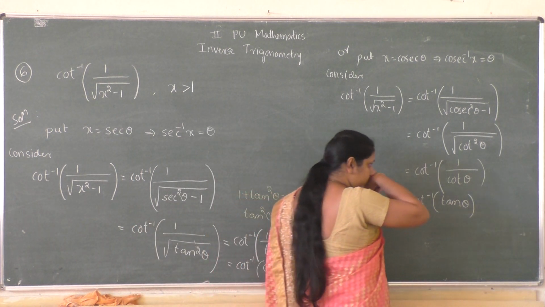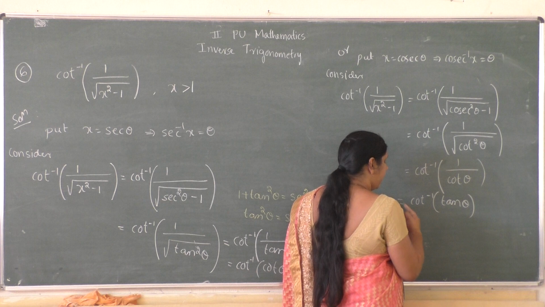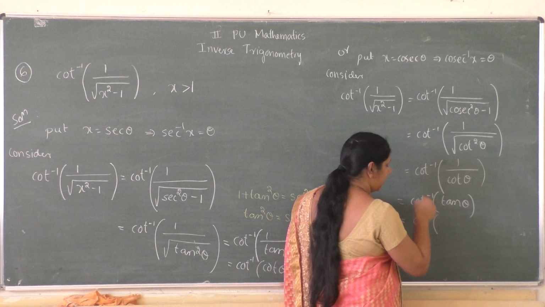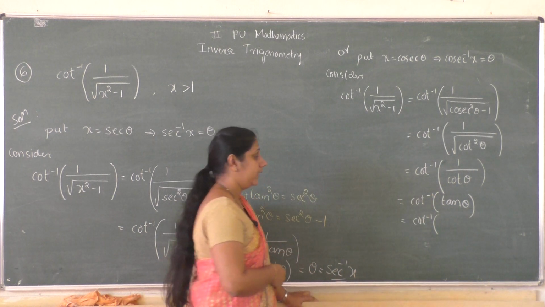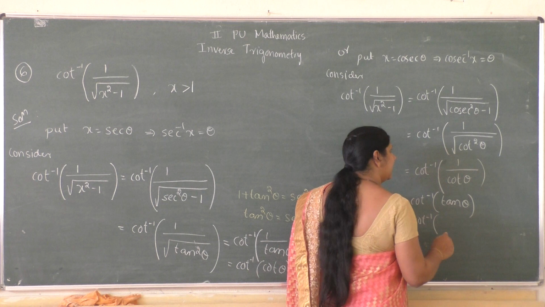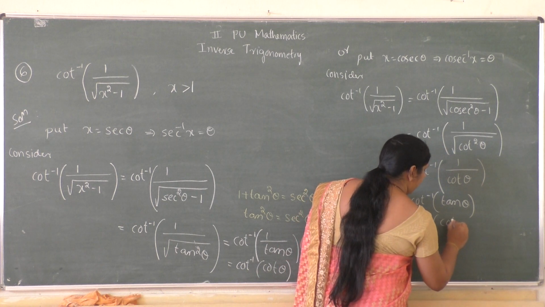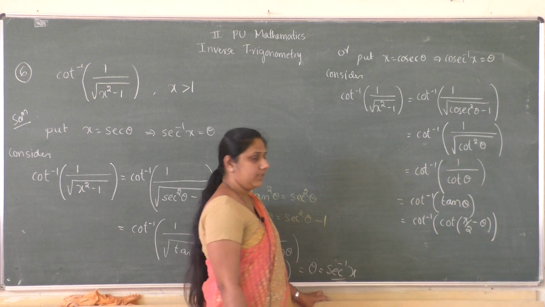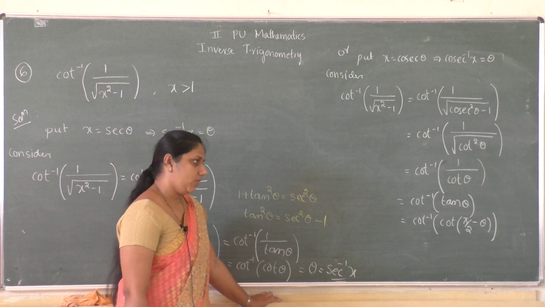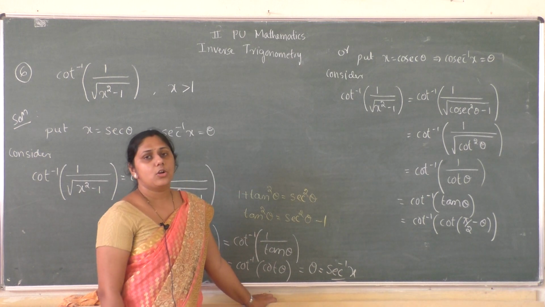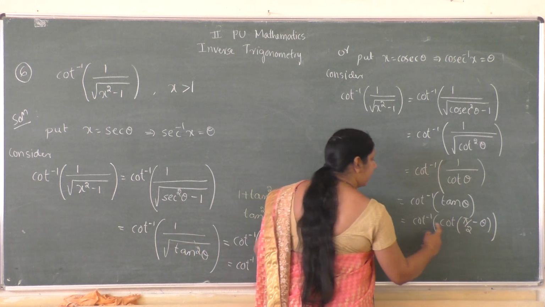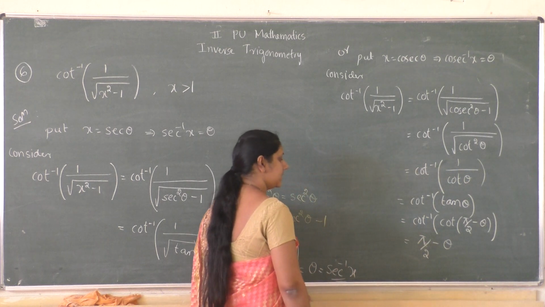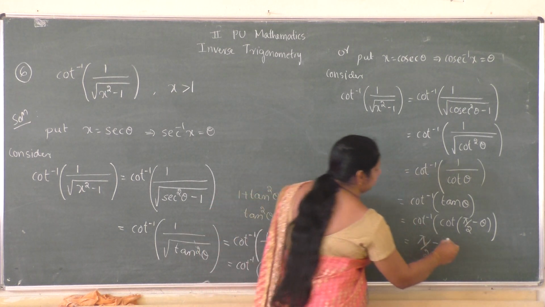But we don't have the property cot inverse of tan, right? So in order to use the property, what property we have actually? Cot inverse of cot we have. So now we have to write this tan in terms of cot. How to write tan theta in terms of cot? That is cot of pi by 2 minus theta. In first year trigonometry, we have this formula, that tan theta can be written as cot of pi by 2 minus theta. So cot inverse of cot, again by property, it is pi by 2 minus theta. But what is theta? It is cosec inverse x.